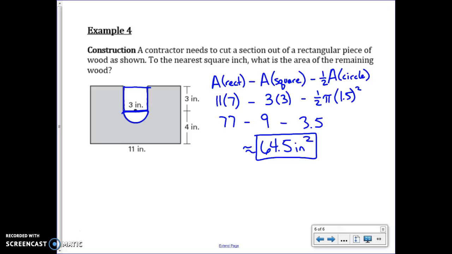Now, it says to the nearest square inch. Had I actually taken this out a little bit more, I think it would have rounded down, but this would actually round up to 65 inches squared. So depending on how you rounded, you may have ended up with 64 square inches instead.